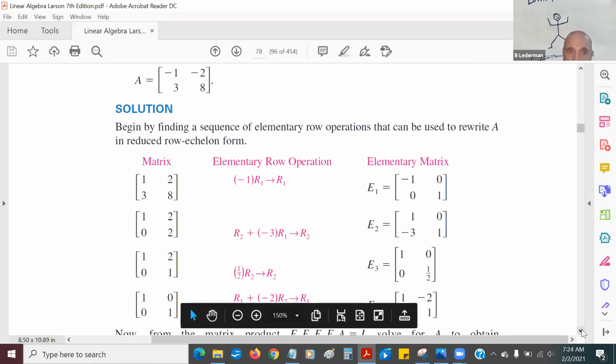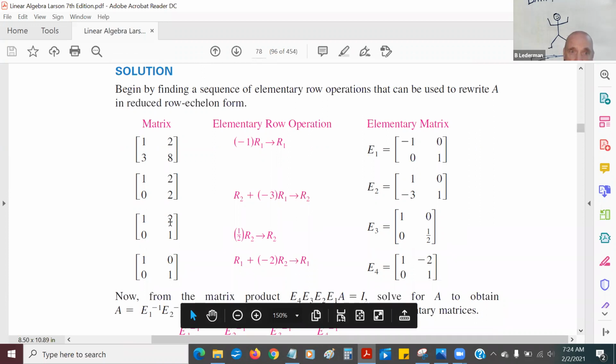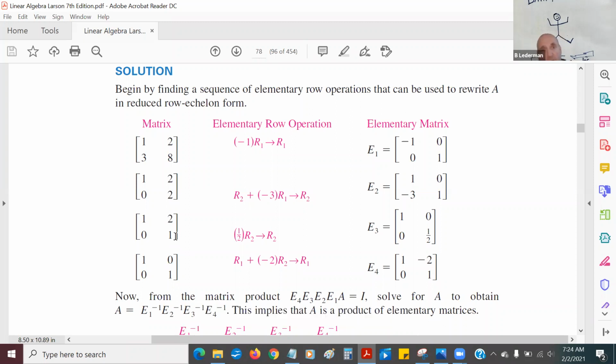And finally, what I need to do is get rid of that 2 over there. So I'm going to add -2 times the second row to the first row, and that'll become my new first row. So we take row 1 plus -2 times row 2. That becomes the new row 1, which gets me to the identity, which is what I wanted. The corresponding elementary matrix for that is this one right here, E4.